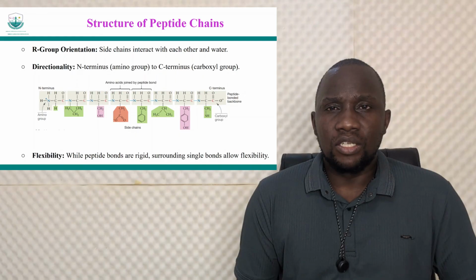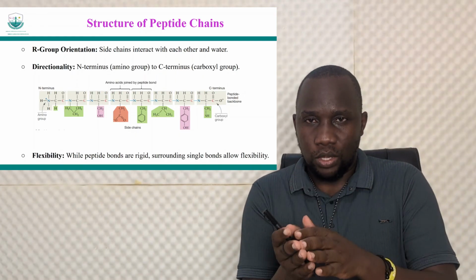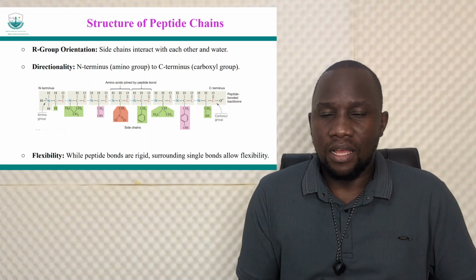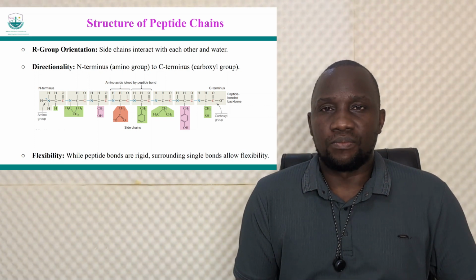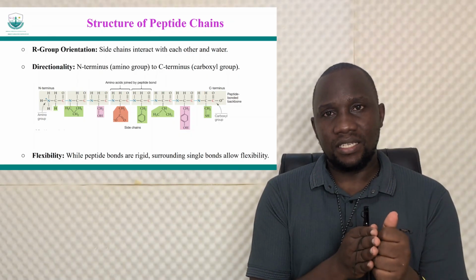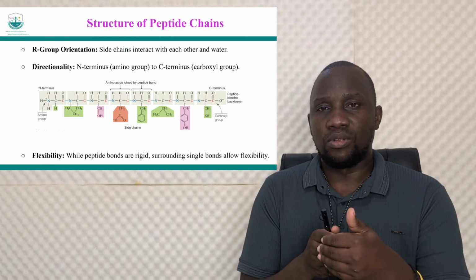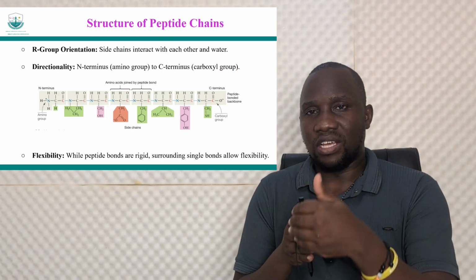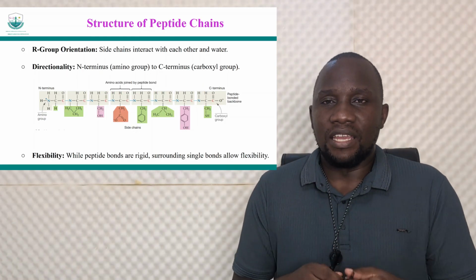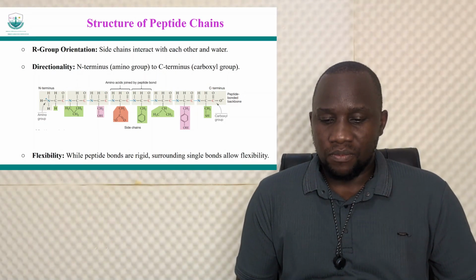So the combination is such that you move from the amino group to the carboxyl group. That is the direction. The amino group connects to the carboxyl group, and the amino group connecting to the carboxyl group like that, that connection is basically the peptide bond that we are talking about.